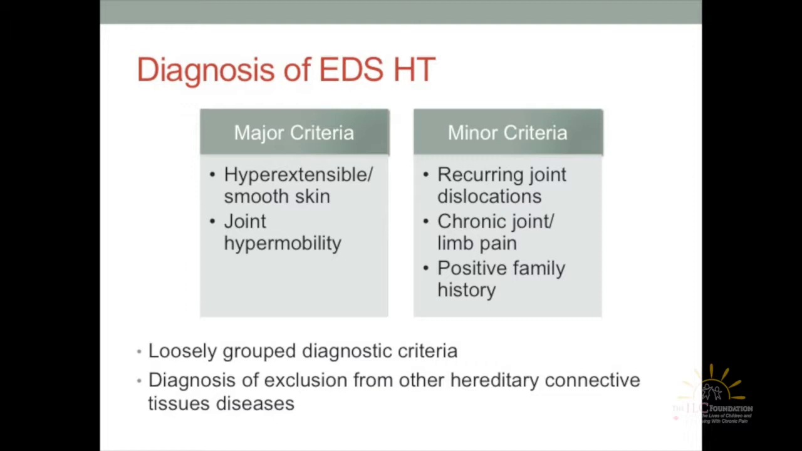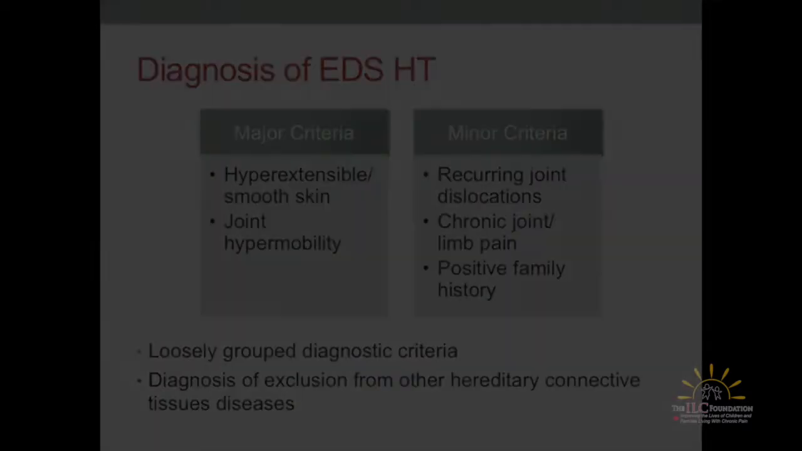What's interesting here is that these criteria are fairly loosely grouped. Despite joint hypermobility being a major criterion for this, you'll see joint hypermobility being a major criterion in the vascular subtype as well as the classical subtype. So it's not very specific. And in terms of diagnosing EDS compared to some of the other hereditary connective tissue diseases like Marfan syndrome, you'll get a typical Marfanoid body habitus, which doesn't quite exist in EDS. So it's a little bit more obscure.